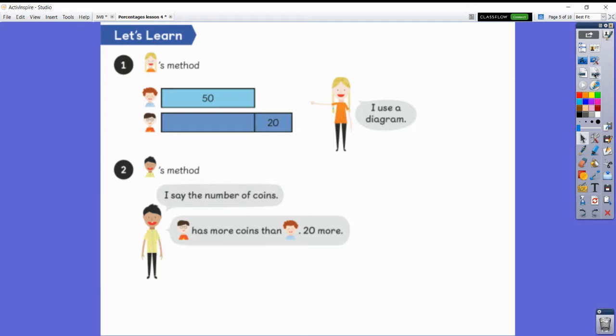So here's the first method. One way you could do it is you could draw a bar model to represent the 50, and then underneath draw another bar model. So you've got an identical rectangle to represent the 50 with the extra 20 on the end. So that's one way to show it. Another way is simply to say the boy with glasses has more coins than the boy without glasses, 20 more.